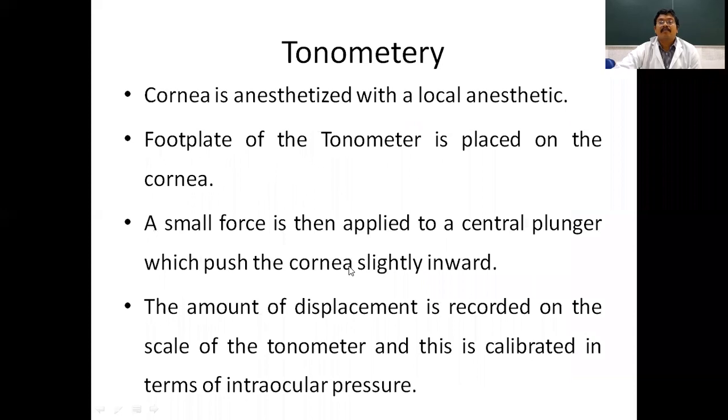For doing tonometry, first you need to anesthetize the cornea, and the footplate of the tonometer is placed on the cornea, and a small force is applied. The central plunger will push the cornea slightly inwards.